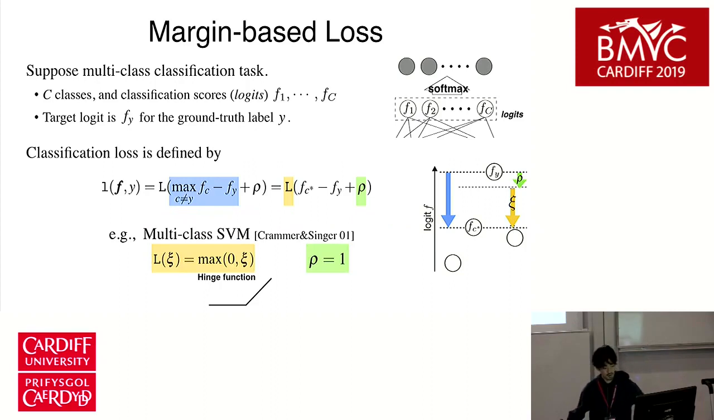For example, the multi-class SVM proposed by Crammer and Singer 2001 is actually realized by employing the hinge function for the measuring function and a margin bias of 1. And please note that this margin bias works like a lower bound for the classification margin, so we want to possibly increase this margin bias.